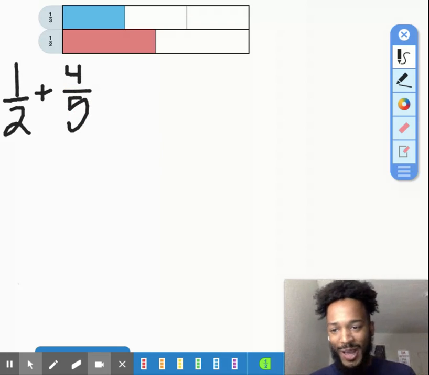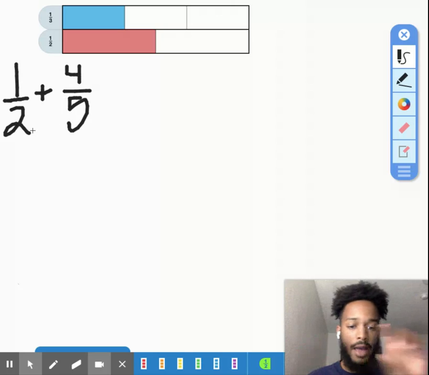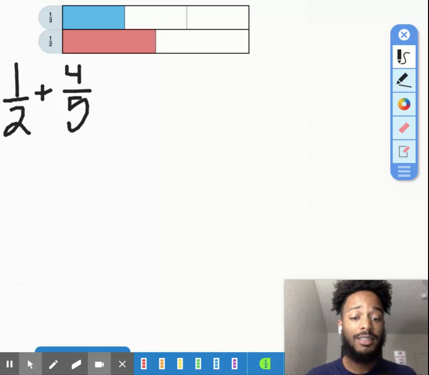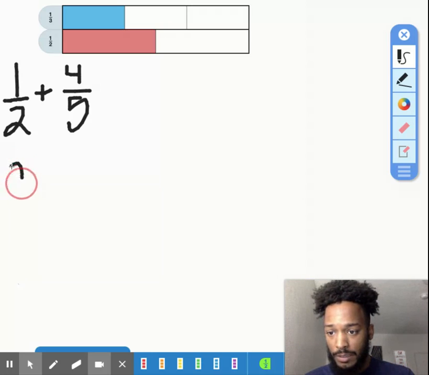All right, so we got 1/2 plus 4/5. We know that the first step is to list the multiples of our denominators when they are unlike. Because if this was 1/2 plus 4/2, we'd be able to just add across. But since the denominators are not the same, we've got to take a little bit longer route to find our answer. So I'm going to list my 2 and my 5.